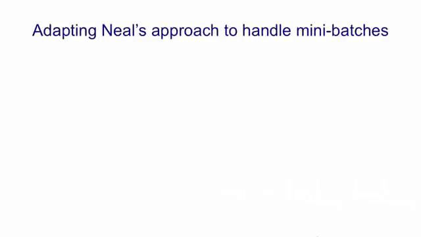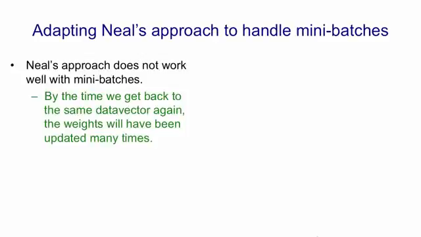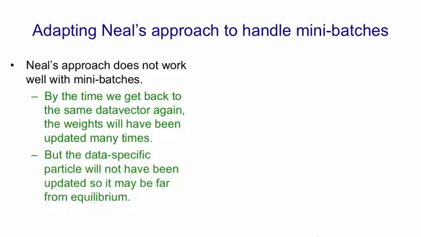However, it's difficult to apply this approach to mini-batches. And the reason is that by the time we get back to the same data vector, if we're using mini-batch learning, the weights will have been updated many times. So the stored data-specific particle for that data vector won't be anywhere near thermal equilibrium anymore. The hidden units won't be in thermal equilibrium with the visible units of the particle, given the new weights. And again, we don't know how long we're going to have to run before we get close to equilibrium again.